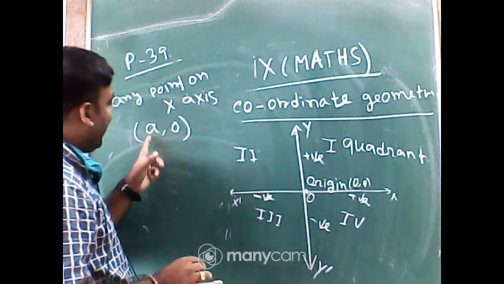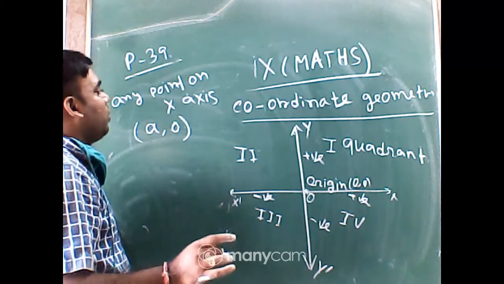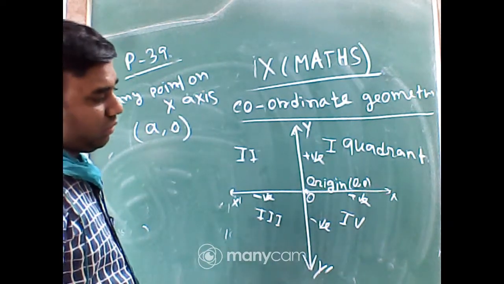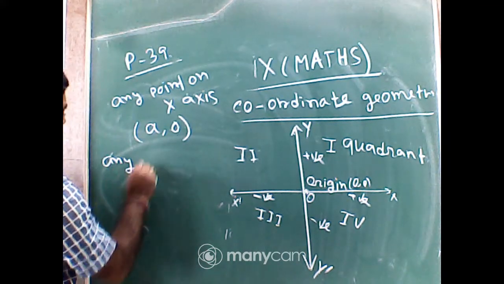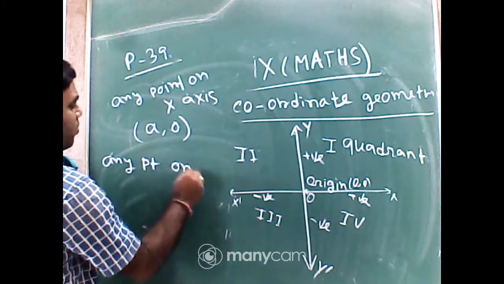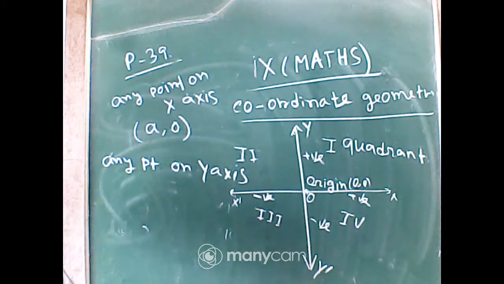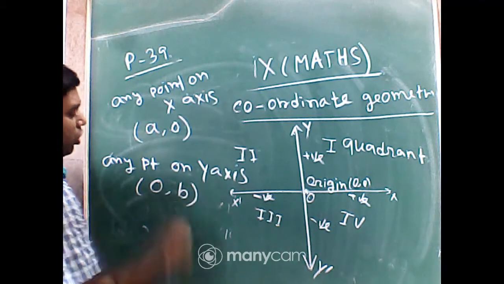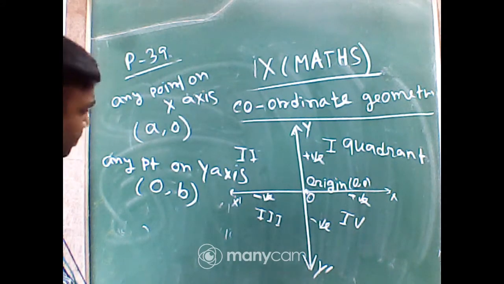That's why (a, 0), where a is any number, is a point lying on the x-axis, so y is 0. Now any point on the y-axis is (0, b).